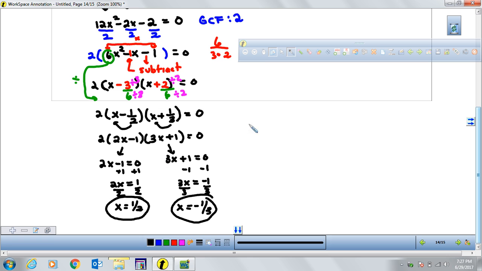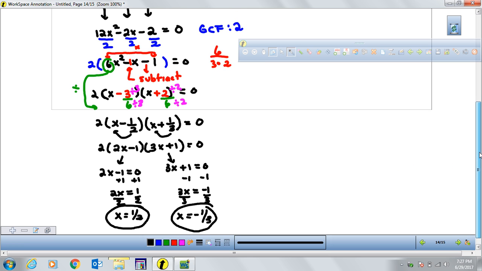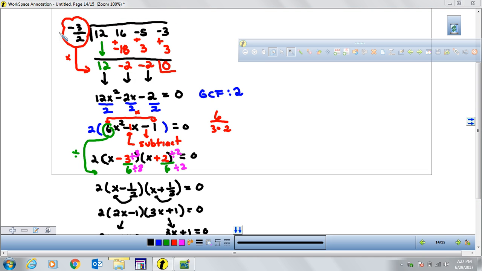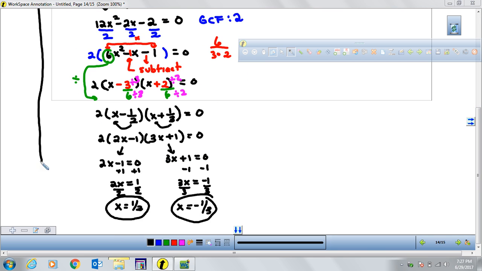But wait a second, there were supposed to be 3 solutions, because the power is x cubed. Well, wait a minute, we already know that we were given one of them, which is negative 3/2. So my third solution is the one that we were already given, which is x equals negative 3/2. So these are the solutions, or the zeros, of this polynomial equation. And this concludes section 3.3.